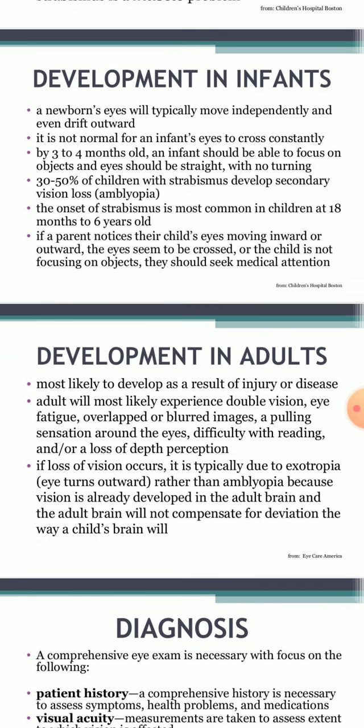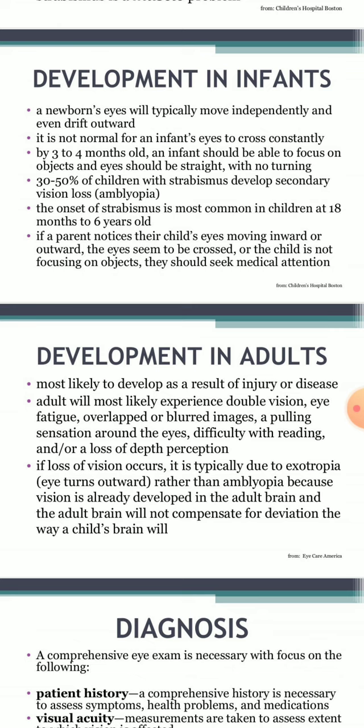Development of infants. A newborn's eyes will typically move independently and even drift outward. It is not normal for an infant's eyes to cross consistently by 3 to 4 months old. An infant should be able to focus on an object and the eyes should be straight with no turning. 30 to 50% of children with strabismus develop secondary vision loss, amblyopia.